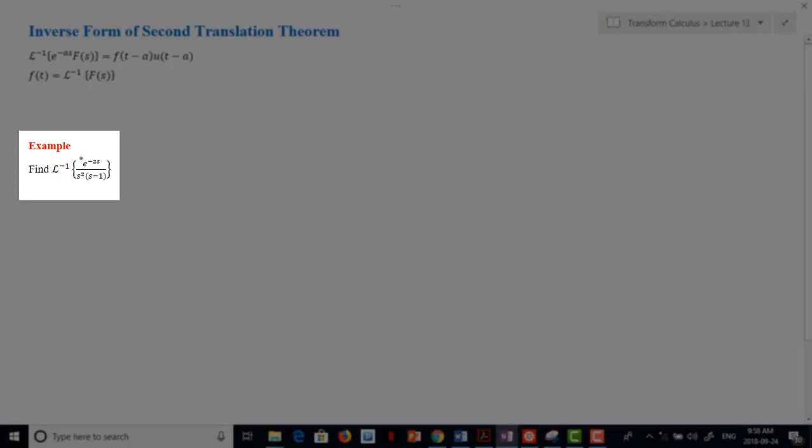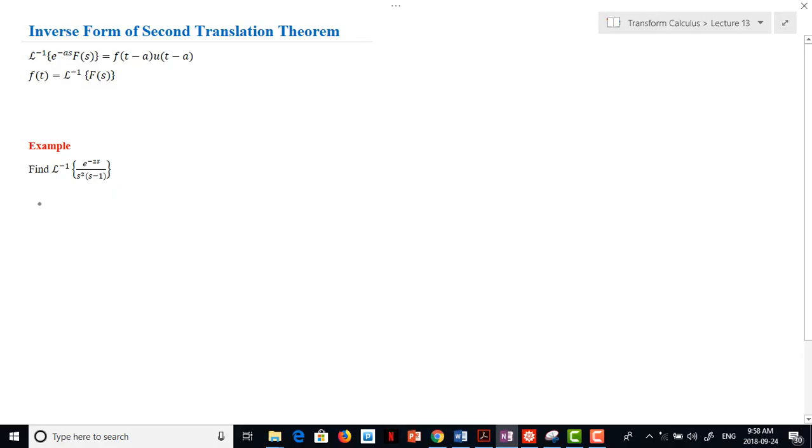In this example, we want to find the Laplace inverse of e to the power of minus 2s over s squared times (s minus 1). If you compare this function with the function in the inverse form of the second translation theorem, you can see that this Laplace inverse is equal to the Laplace inverse of e to the power of minus 2s times 1 over s squared times (s minus 1).